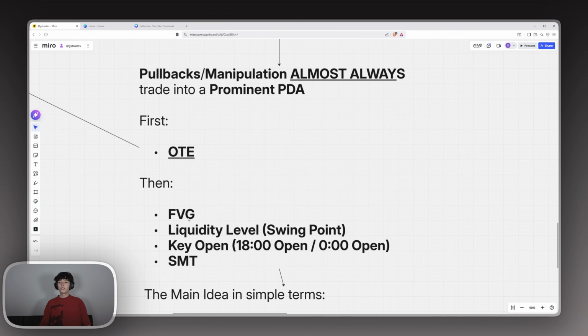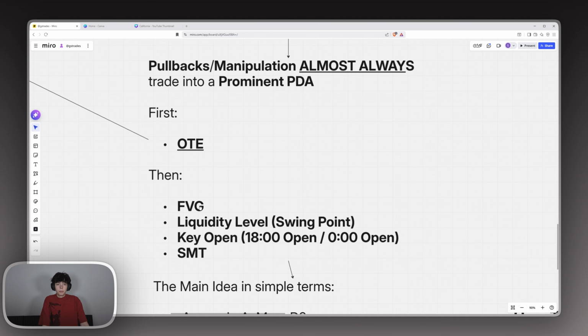So we have a fair value gap, whether that's a 1 minute, a 5 minute, a 15 minute fair value gap, or a swing point, or a key open, like the 18:00 open Eastern Standard Time in military time, or the midnight open, 00:00 New York time, or an SMT. So you need something to sponsor that idea.